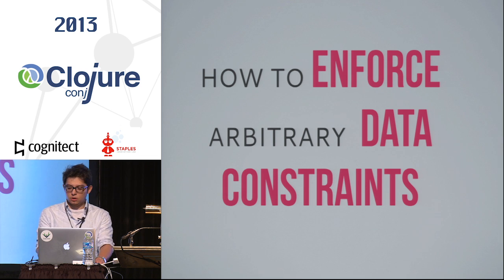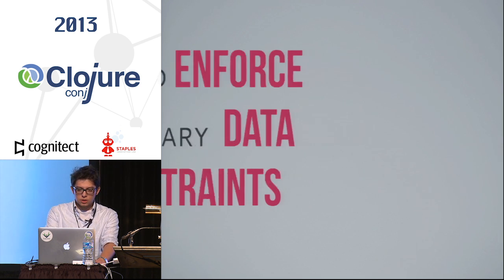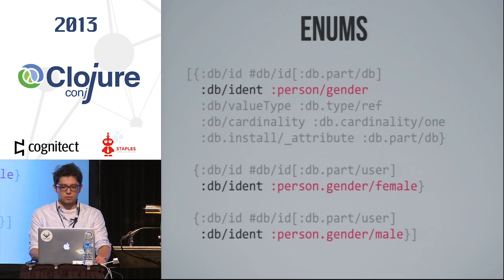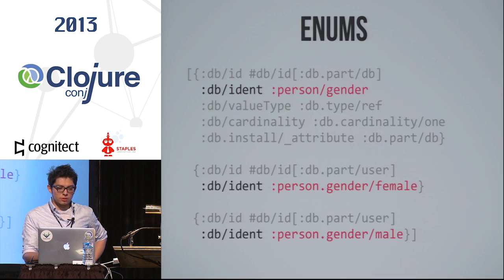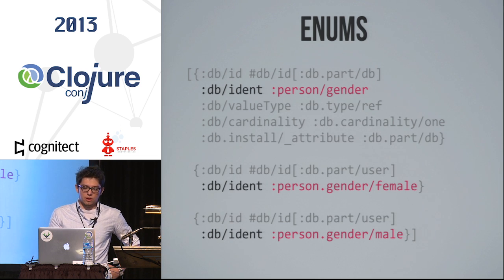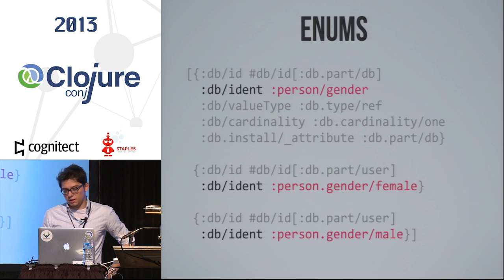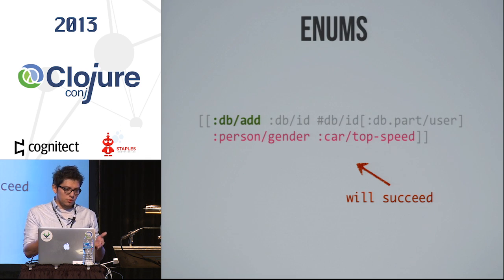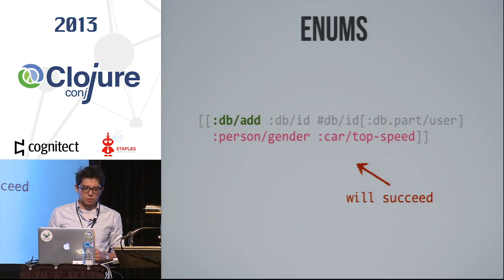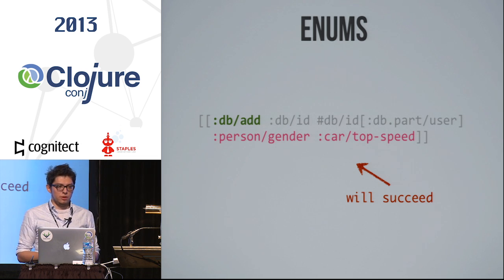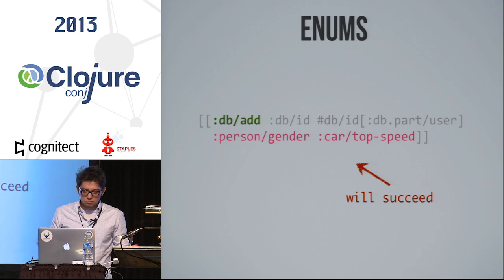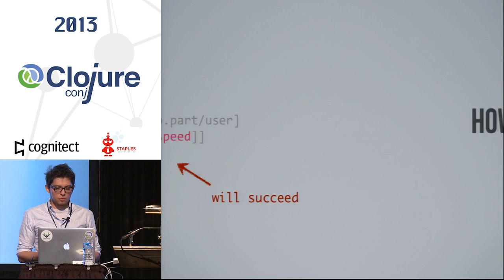One way to enforce arbitrary data constraints is to use these same database functions. This is an example of an enumeration in Datomic. You have a person, gender, and then you have two entities that represent female and male, which means that right now in Datomic you could do this. You could add a person, gender, and map it to something completely arbitrary, right? That will work. There's no problem with it. But how do you fix it?